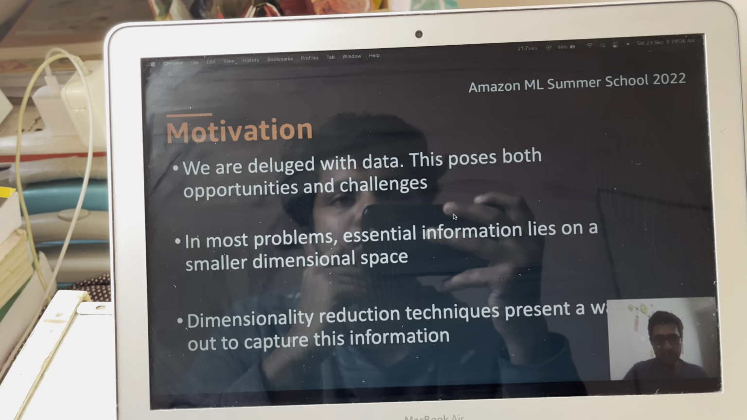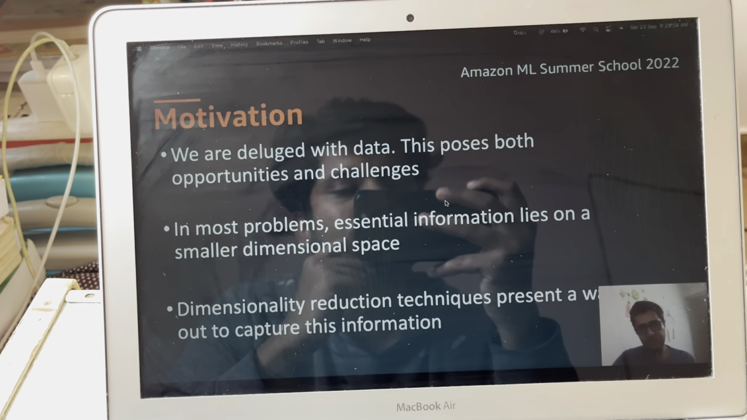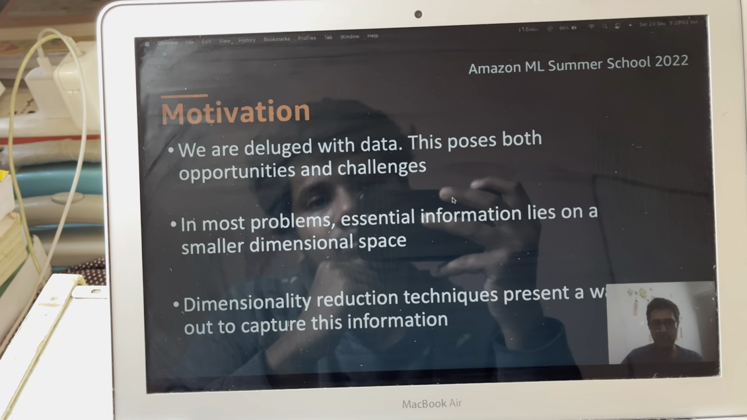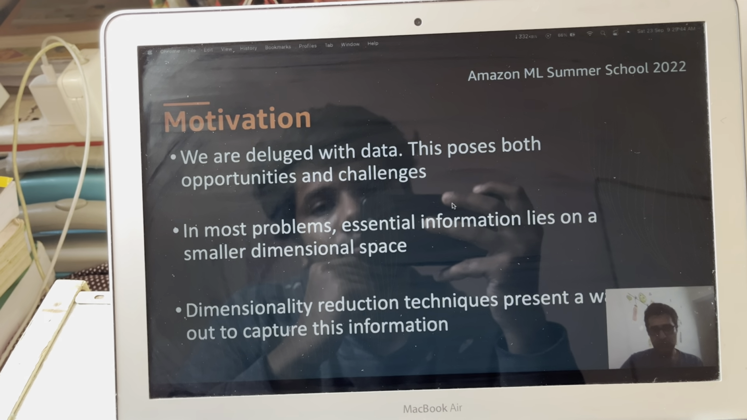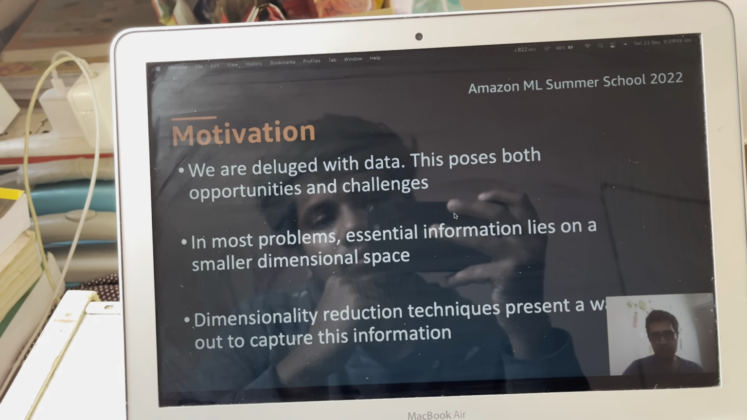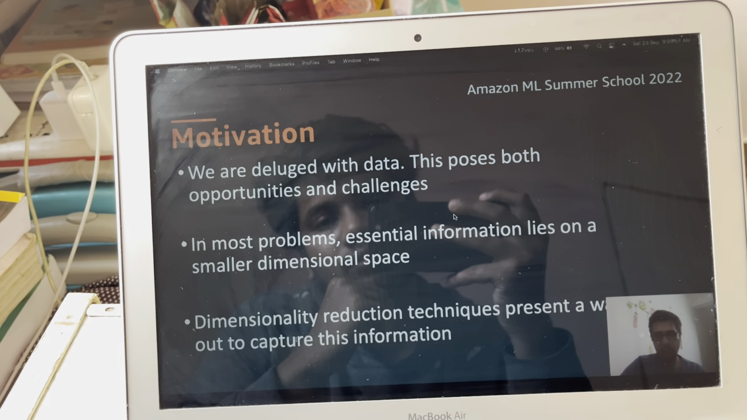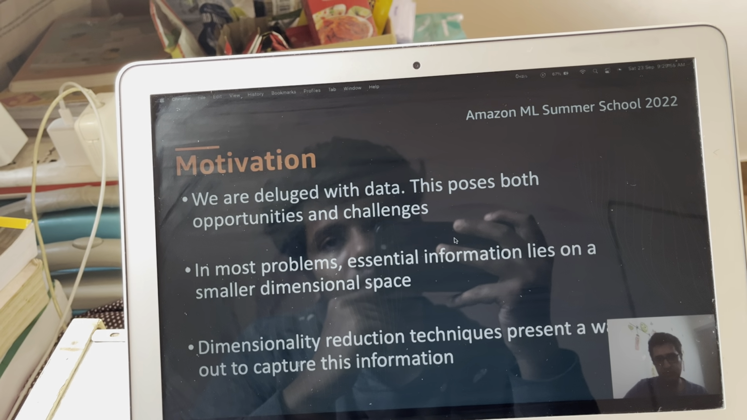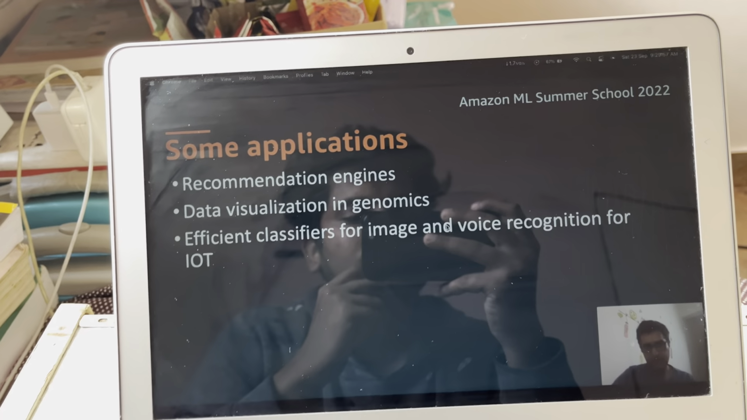The motivation behind this, like we discussed earlier, is that we are deluged with large amounts of data. We can either see this as a challenge or utilize the most of it. Dimensionality reduction techniques present us with a way of capturing information from this large data set. That's just a recapitulation of what we have learned till now.